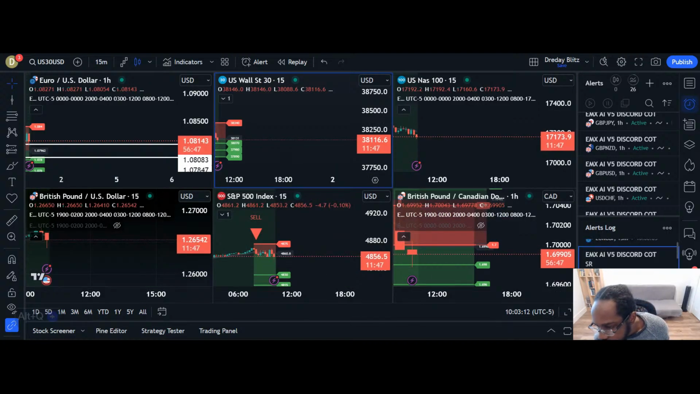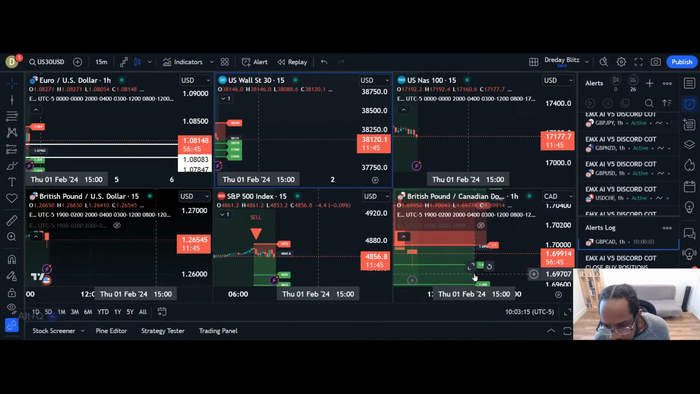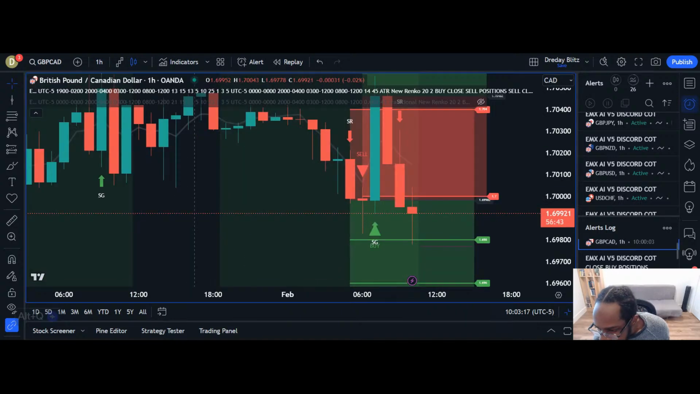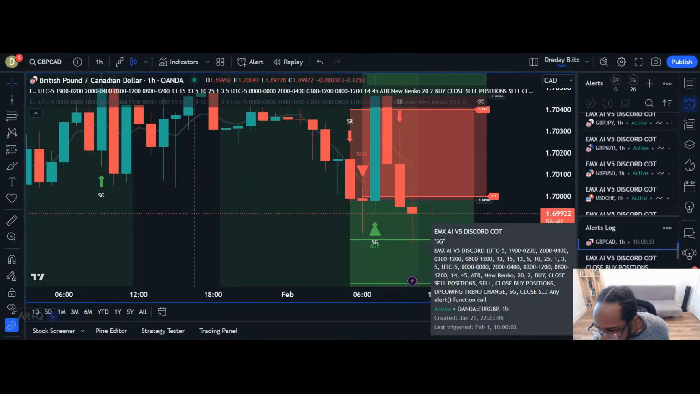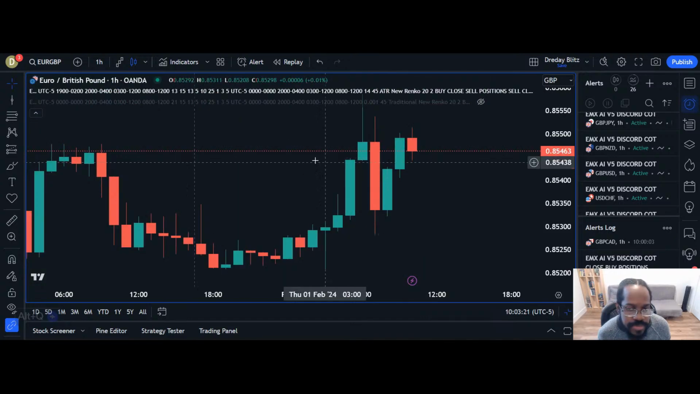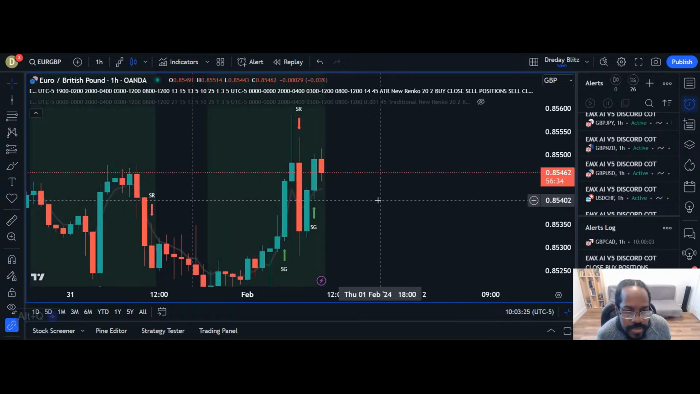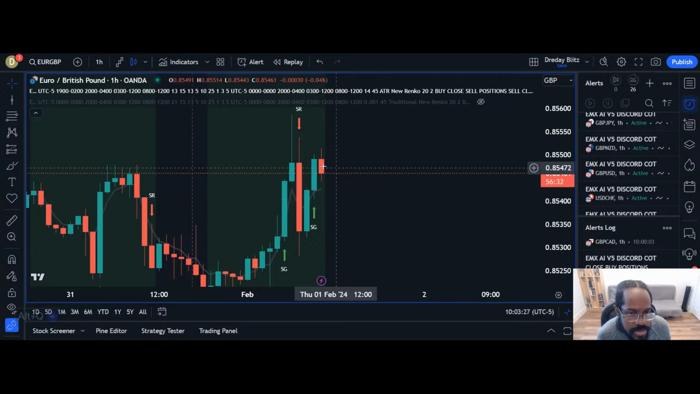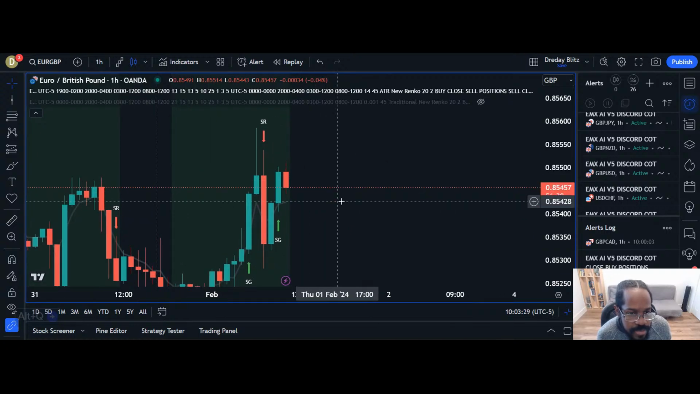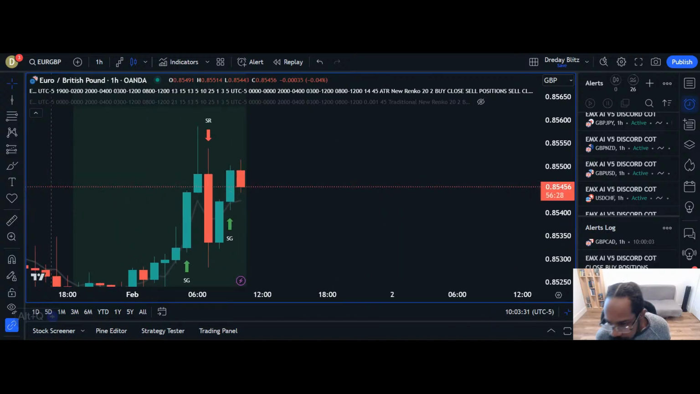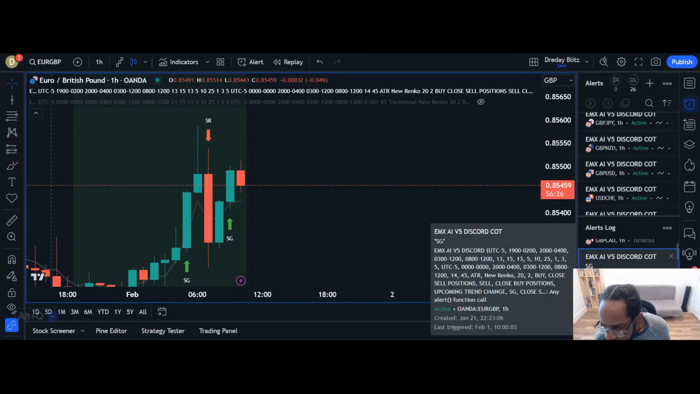All right, so let's look at the Euro GBP. Euro GBP, it's a switch screen off of the H1. Yeah, so that means GBP is weaker overall. Euro is going up right now.